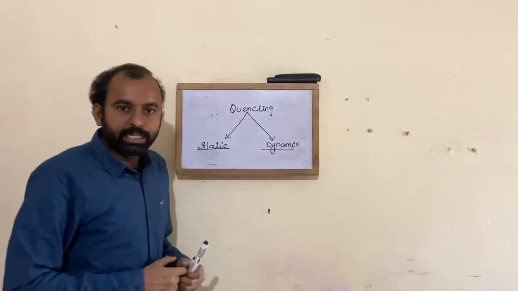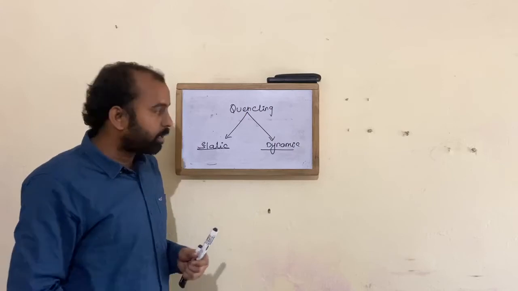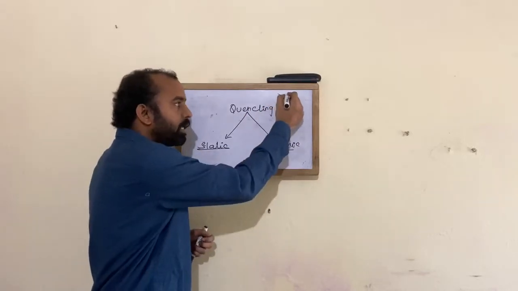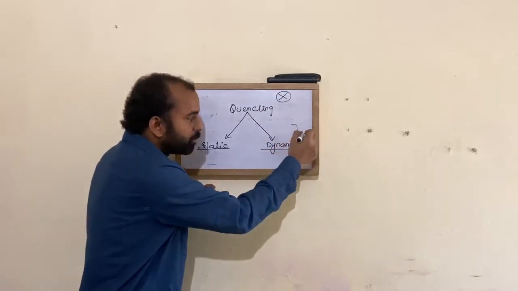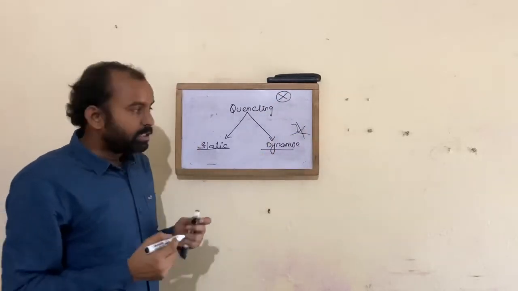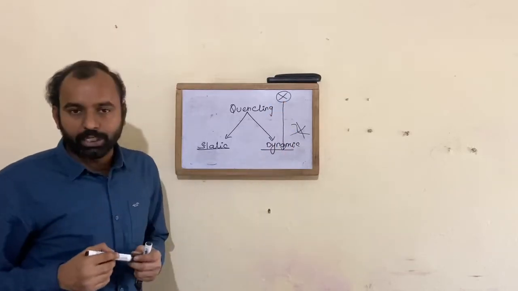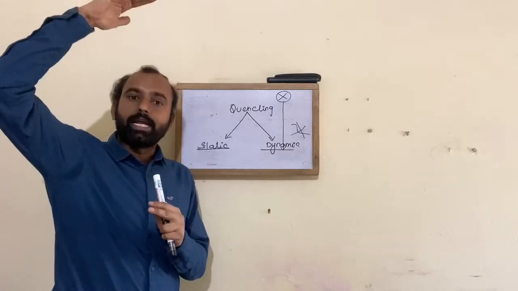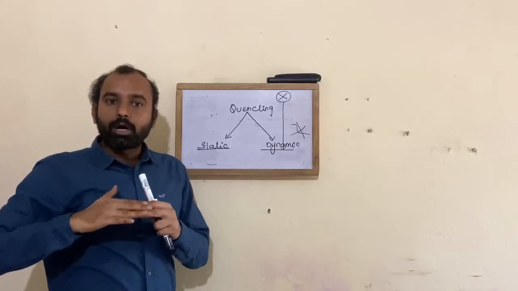Whereas in dynamic quenching, what happens? The molecule goes to the excited state but comes back to the ground state after interaction or collision with another molecule without emitting any radiation. So there is no emission of radiation. Such transitions are called dynamic quenching. That means the ground state is moving to the excited state and the excited state is returning back to the ground state without any radiation.